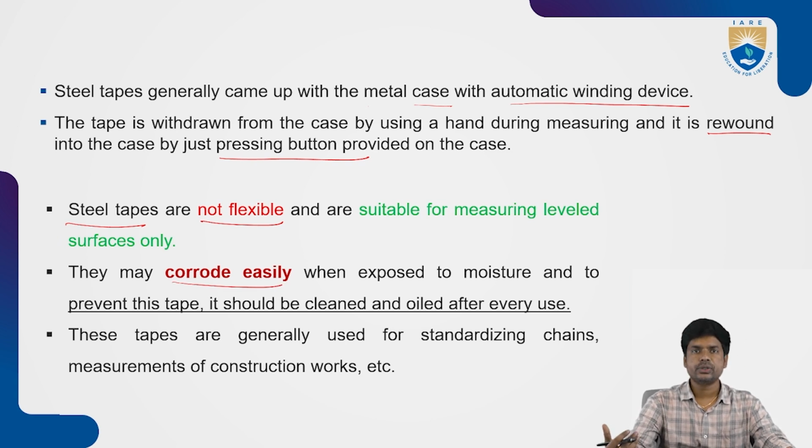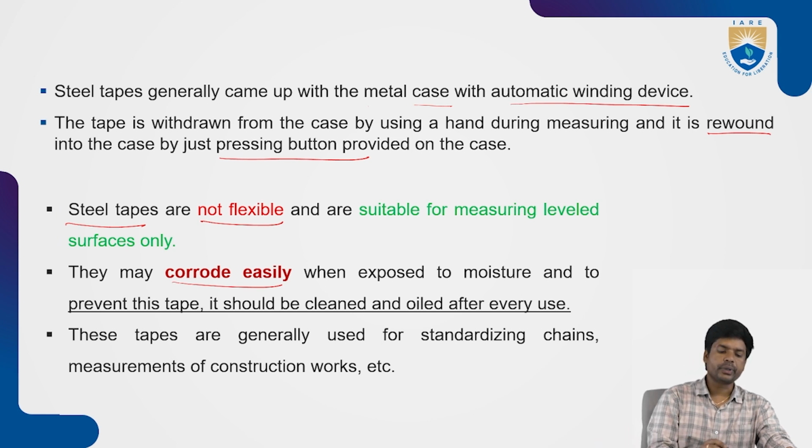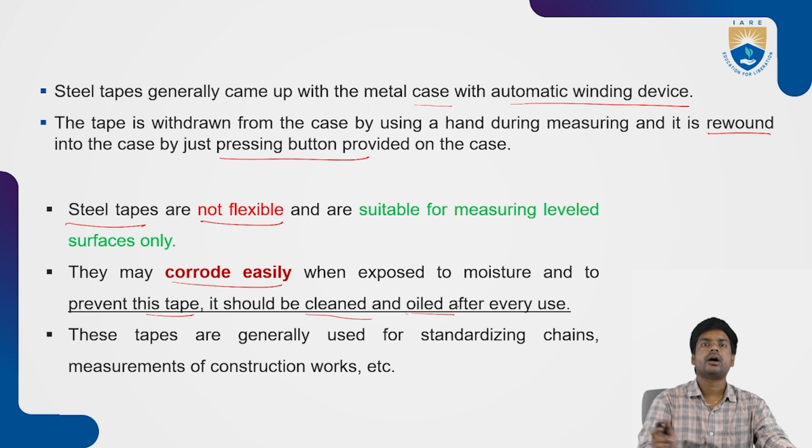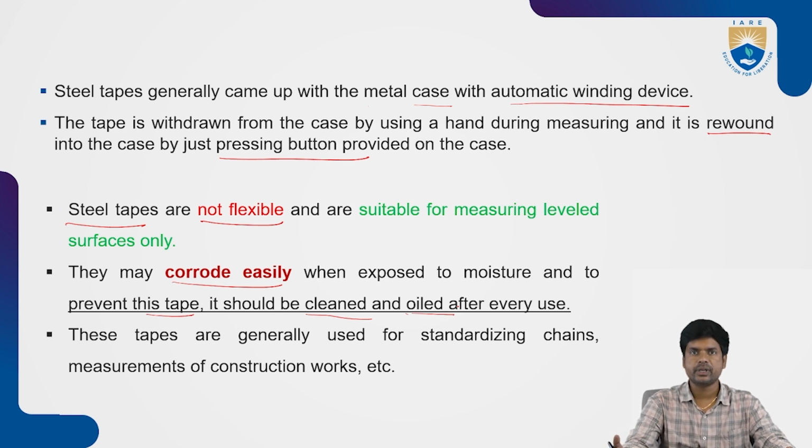If you do the surveying in moist conditions, then the tape is going to get corroded. To prevent the tape from corrosion or degradation, we clean the tape and apply oil after every use. After measuring the distances in an exposed environment, you just have to clean the tape and apply the oil so that it prevents the corrosion.